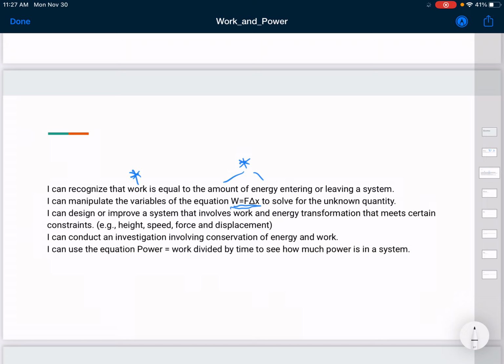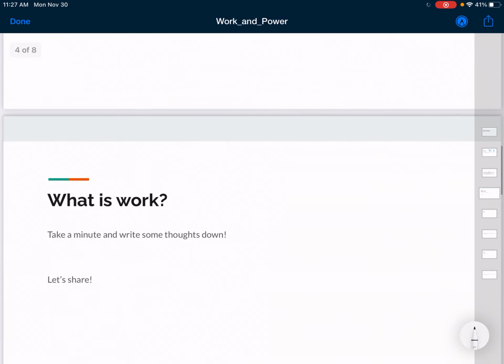I can design or improve a system that involves work and energy transformation. We'll do that next week. You can conduct investigation. You'll do that next week. And then we can utilize the power equation to figure out how much power is in a system. So let's talk about work.